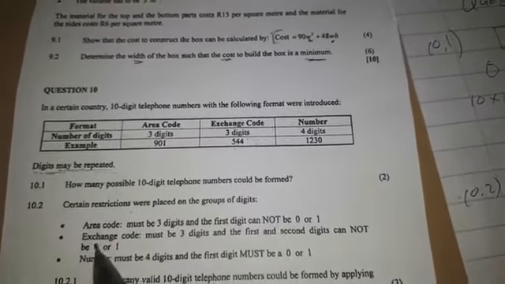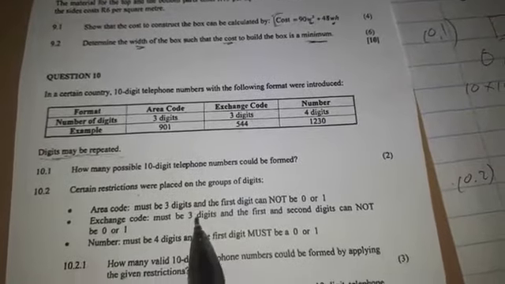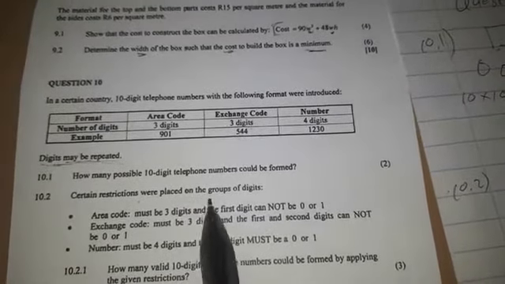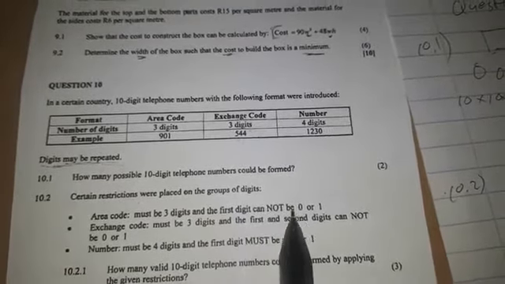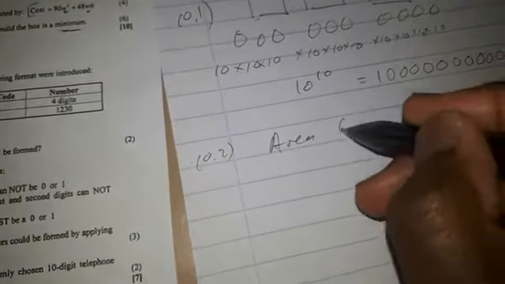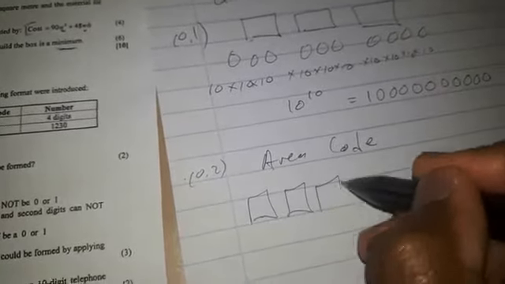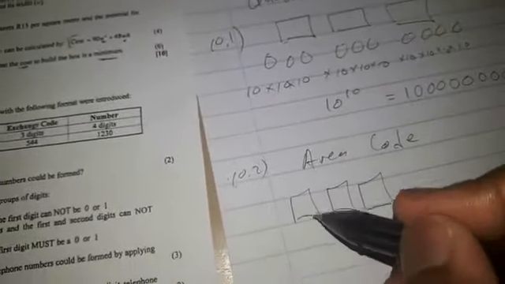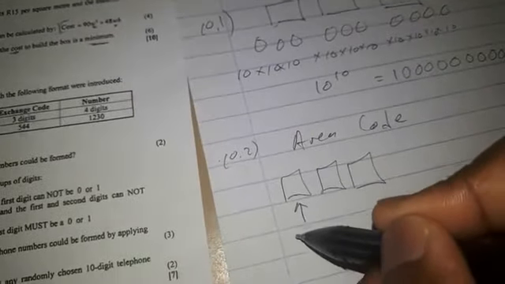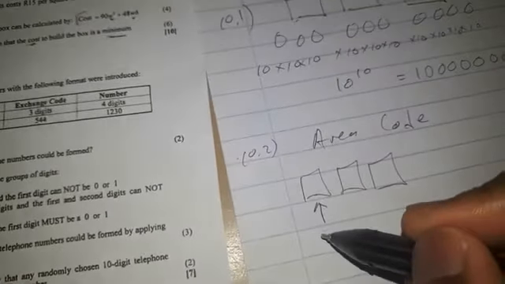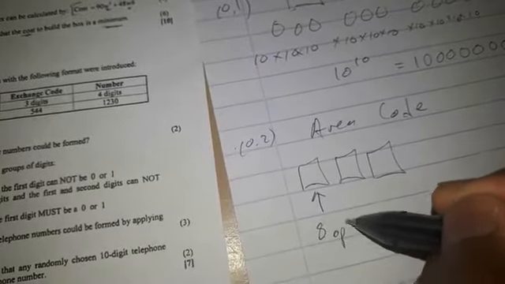Certain restrictions. They said here the area code must be 3 digits and the first digit cannot be a 0 or a 1. So let's do this bit by bit, partially. Area code. So we have 1, 2, 3 things for the area code. They said it must be 3 digits and the first digit cannot be 0 or 1. So here you only have technically 8 options. This is the restriction for the area code.